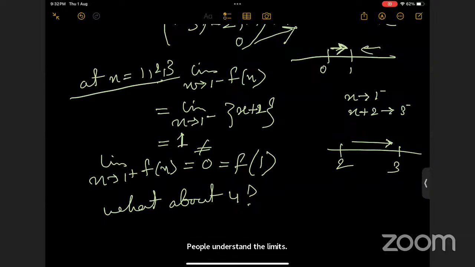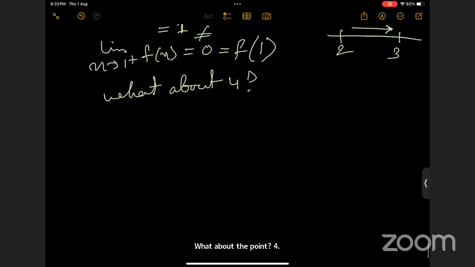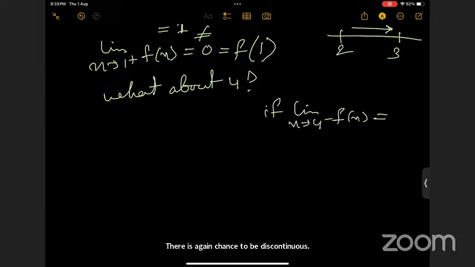It will be continuous, because we won't have the right hand side; we'll only consider the left hand side. But this is a trap for you again. Think about it properly. There is again a chance to be discontinuous. If f of 4 is exactly 0, when we consider 4 minus, the limit does not equal f of 4, and if this happens, then it will be discontinuous.